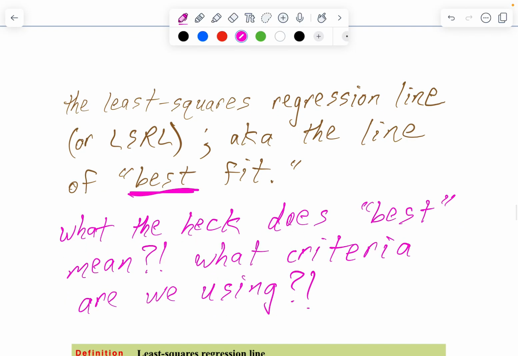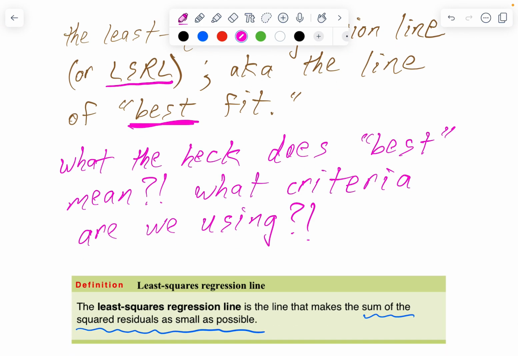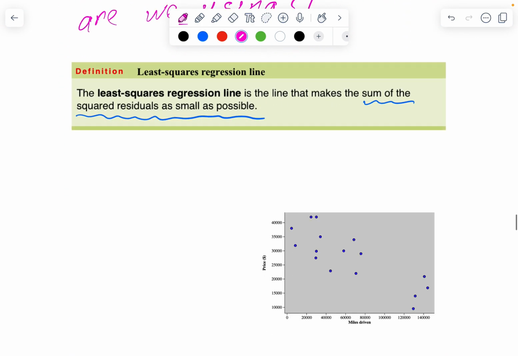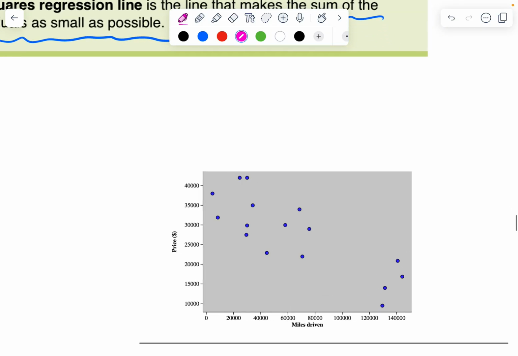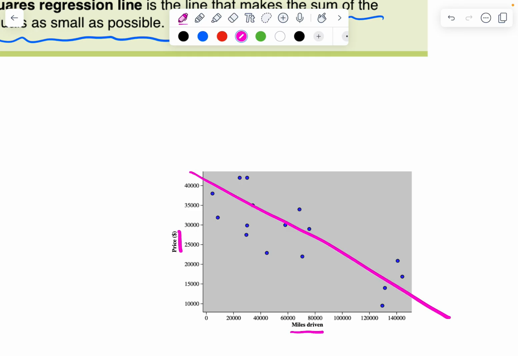All right, the least squares regression line, also known as the LSRL. This is what we call the line of best fit. So, say you have a scatter plot of miles driven by a Ford F-150 and the price. What's the line that best describes this relationship? Is it that line? Is it perhaps that line? Is it perhaps this line? What is the line of best fit?